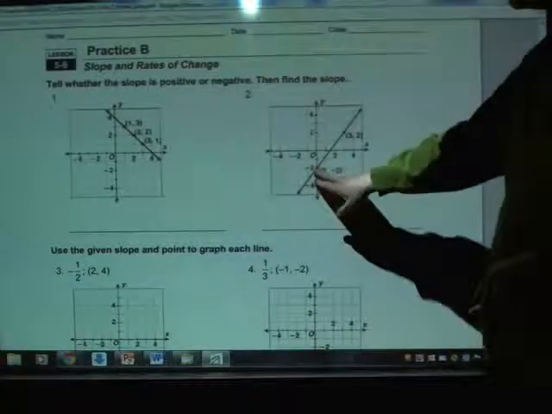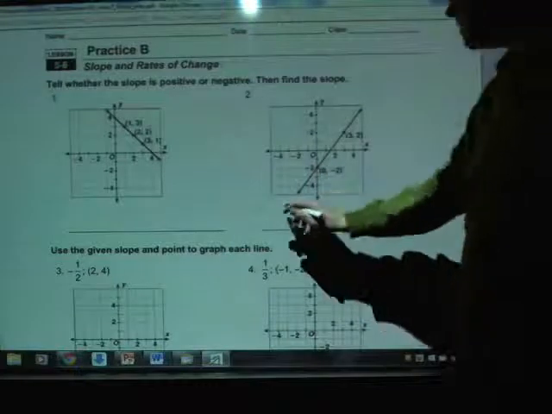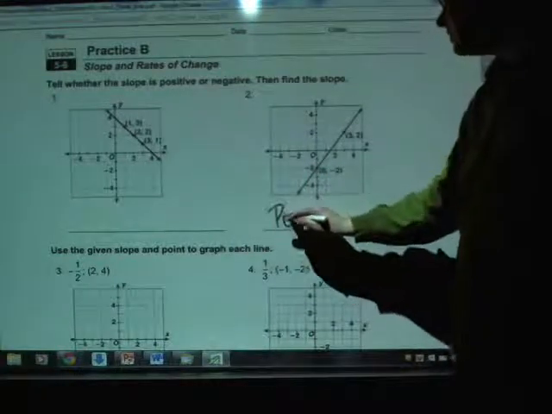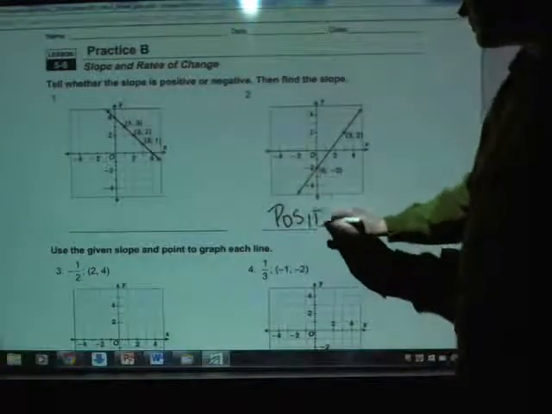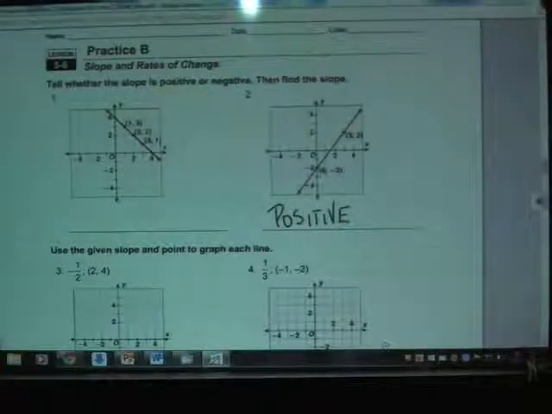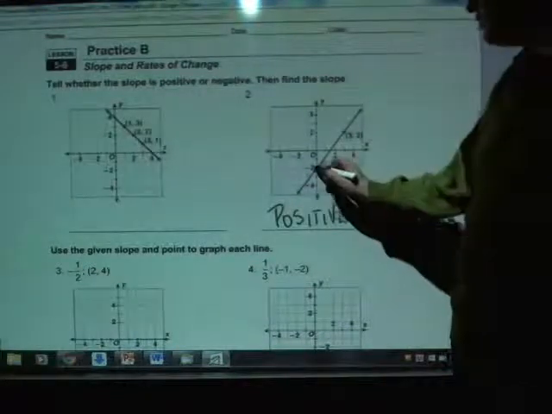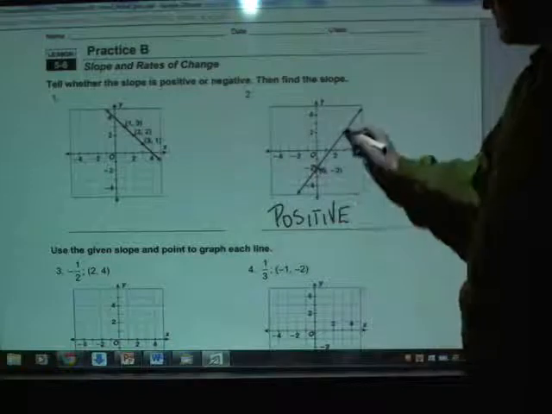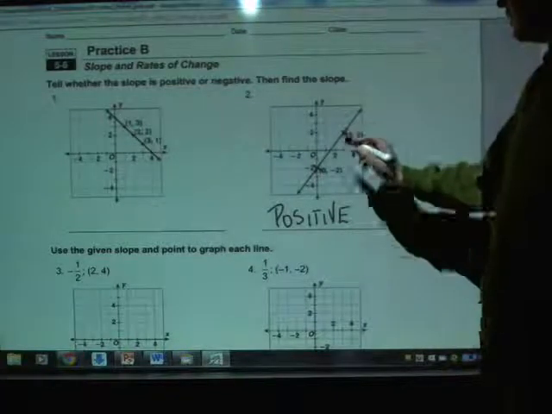Since this line points up from left to right, first answer here is that this is going to have a positive slope. Now the follow-up question is asking me to actually find the slope. So let's talk about finding the slope here. What you want to do is find 2 points that are on the line. Now they've actually already defined those 2 points for us. They want us to work with (0, -2) and (3, 2).